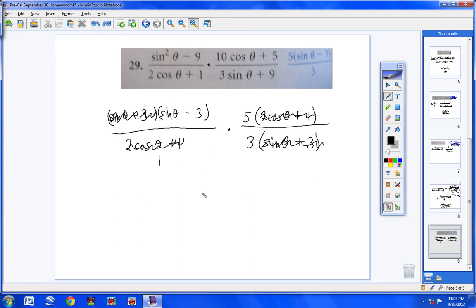Sine theta minus 3 times 5. So for your numerator, I'm going to write 5 parentheses sine theta minus 3. That's exactly what I have. Sine theta minus 3 times 5. And then in the denominator, I have 1 times 3, which is 3, which is exactly what you want. So there you go. You did it.